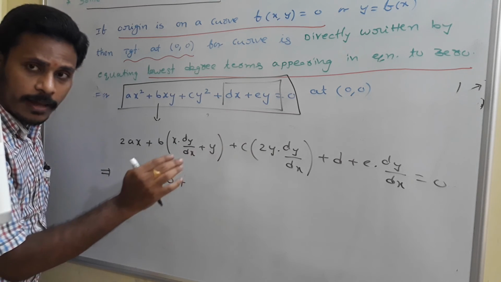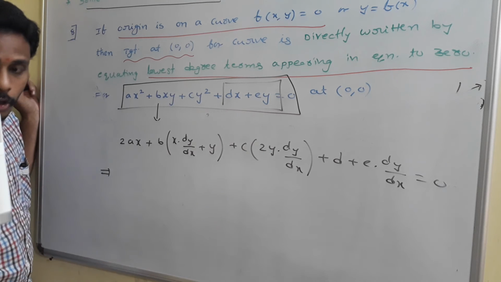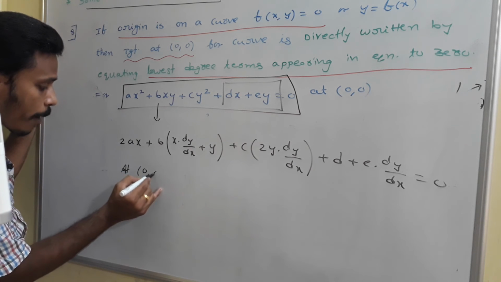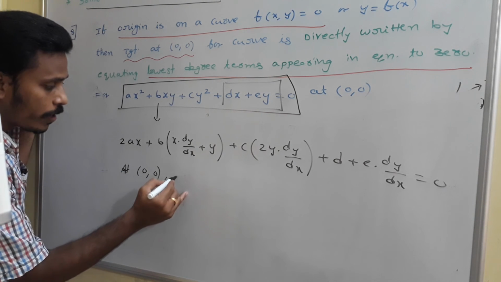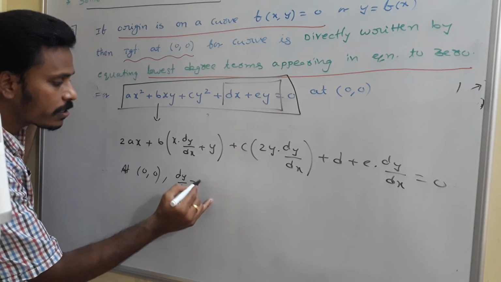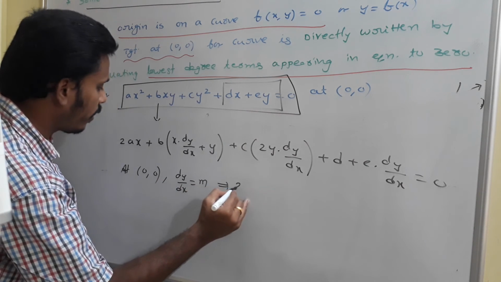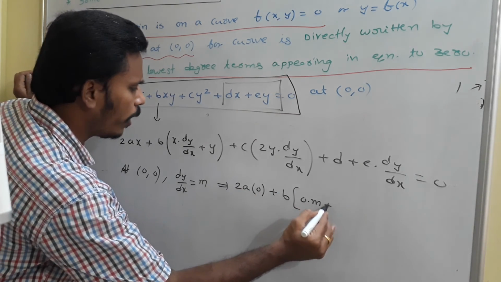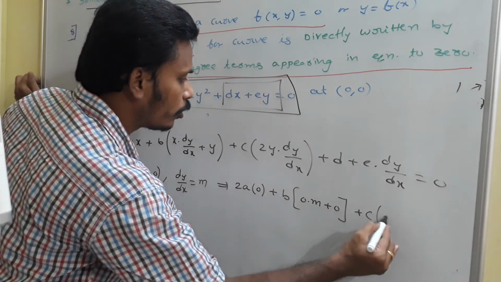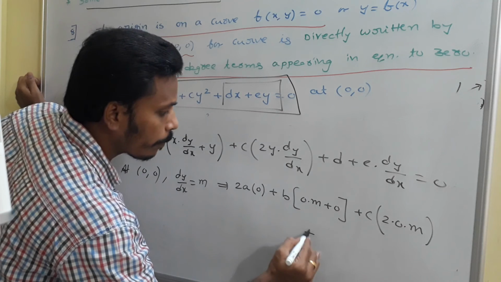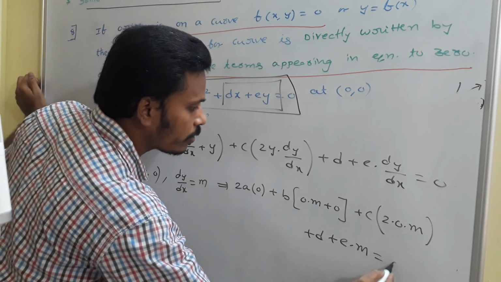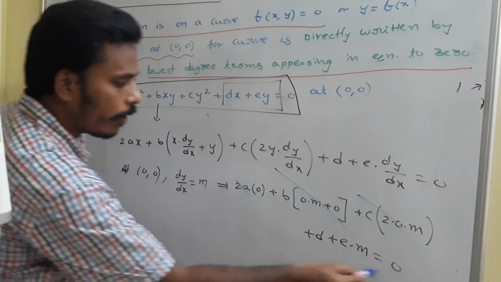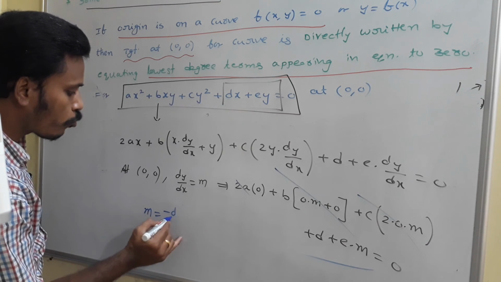Since we are going to find the equation of the tangent at (0, 0), at (0, 0) dy/dx is simply m. So 2a into 0, plus b into 0 into m, plus c into 2 into 0 into m, plus d, plus e into m = 0. Now when you observe, these three terms get cancelled. You are left with only this, and you will get m = -d/e.